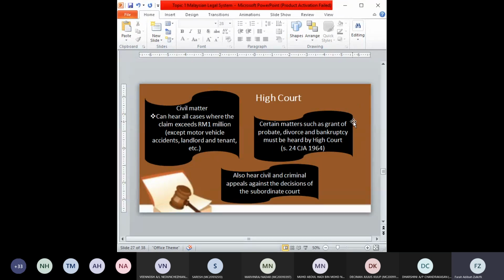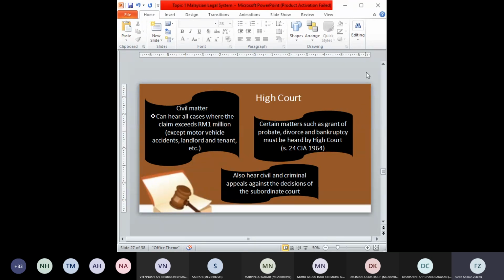It won't go to a court which is higher than the High Court because the Court of Appeal doesn't have any original jurisdiction. The Court of Appeal cannot hear any case for the first time, and the Federal Court can only hear certain types of cases for the first time. Okay, so cases involving probate, someone died with a will or without a will, will be heard by the High Court. Divorce cases for non-Muslims are also heard by the High Court, and bankruptcy cases too. And for civil matters, except accidents, motor vehicle accidents, or cases involving landlord and tenants, all other civil matters, if you claim for more than 1 million ringgit, your case will be heard by the High Court.